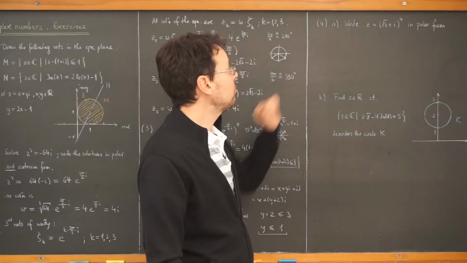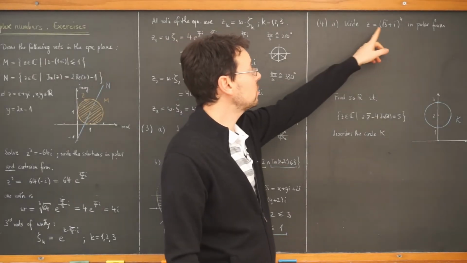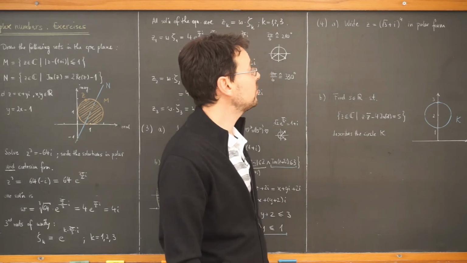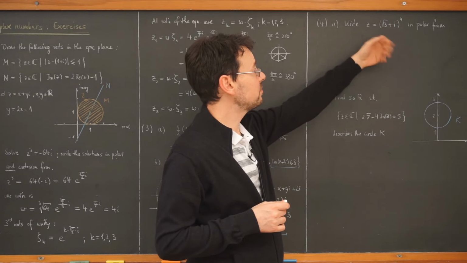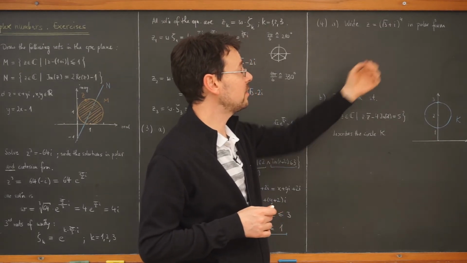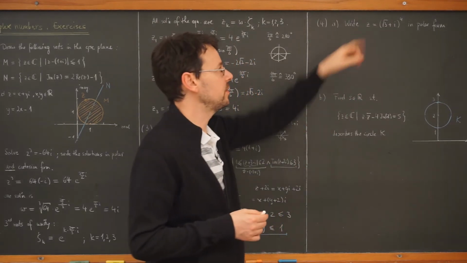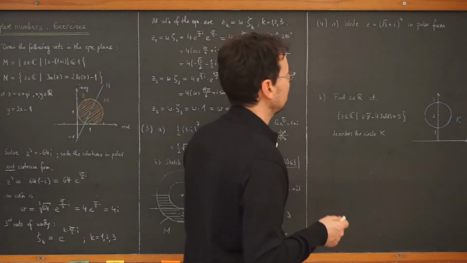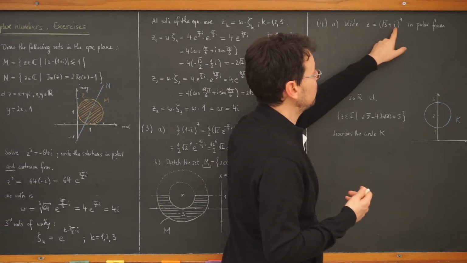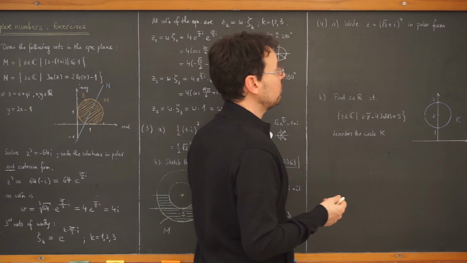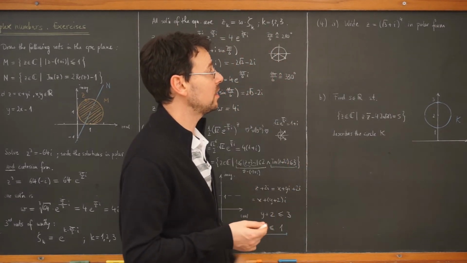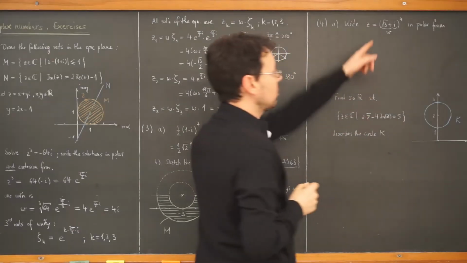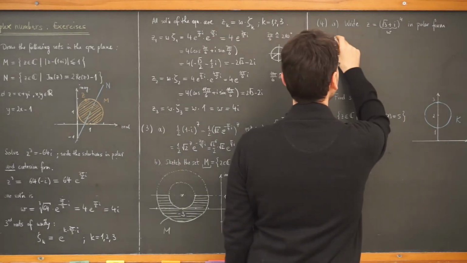Okay, next one, number 4a. You should write this complex number here in polar form. The exact formulation of the problem was find the modulus and find the argument or the angle of this number here. Of course we transform this into polar form, and then we take the fourth power and we see the angle and the modulus. So I call this number here w.